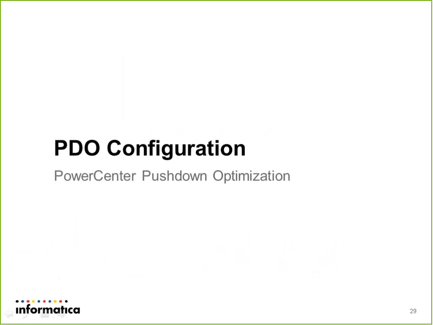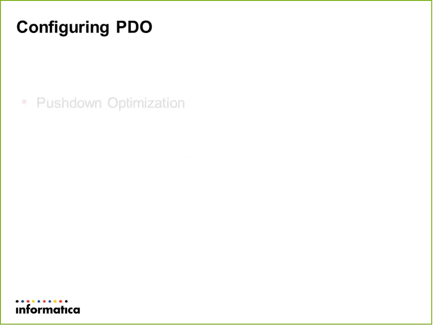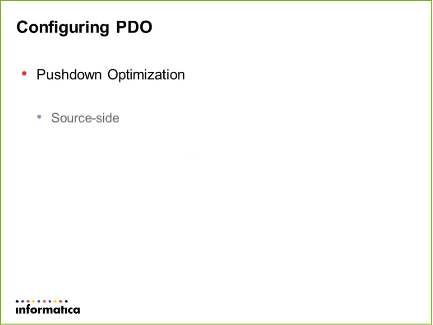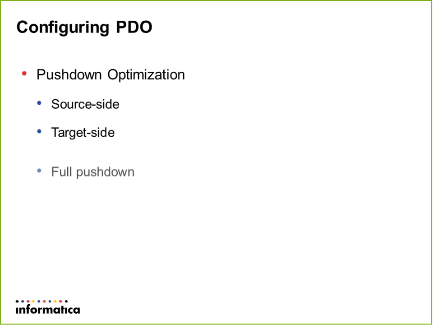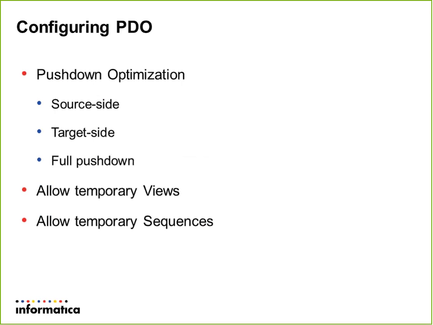Having said all that, the next step would be the settings to configure the pushdown optimization on a PowerCenter session. How do we configure it? Pushdown optimization could be configured in the Properties tab of session, and it could be configured to source side PDO, or target side, or full pushdown. The session also can be configured to allow temporary views and sequences, and also to allow user incompatible connections.